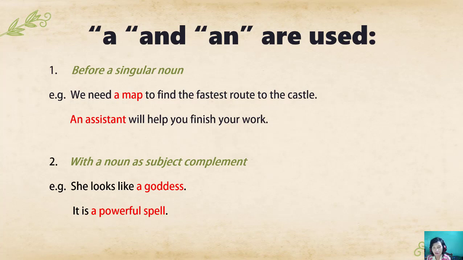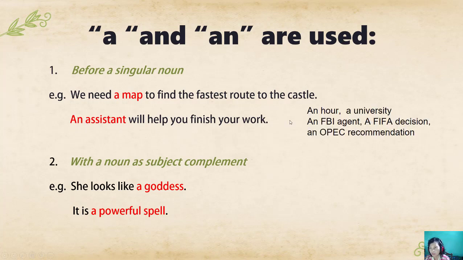Before a singular noun, we need a map to find the fastest route to the gazelle. An assistant will help you finish your work. A map, an assistant, a and an. When do we use a and when do we use an? You can see from the word: if we pronounce it with a consonant, we have a map. If we have a vowel sound, we use an. So how do we pronounce it?